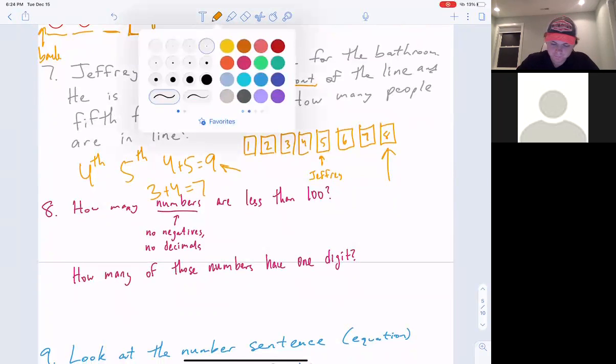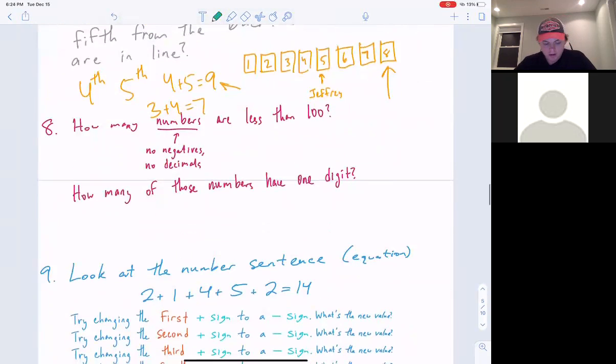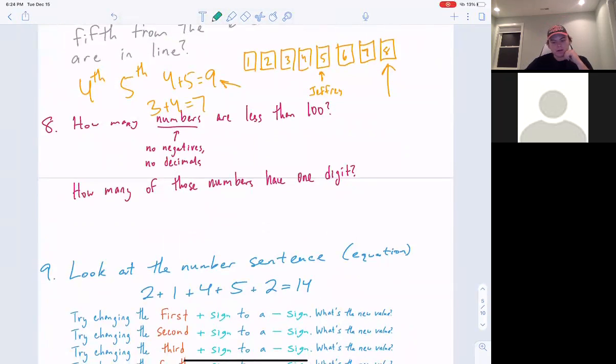Okay. Let's not use the same. Okay. Number 8, how many numbers are less than 100? And we say no negatives, no decimals. So what I mean is if I just count, and I guess you can include 0, let's say other than 0.